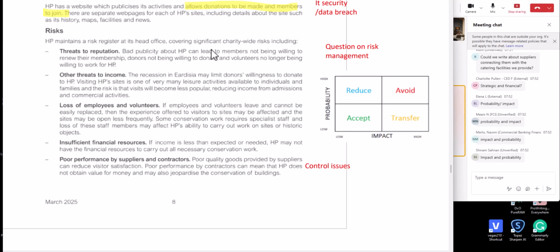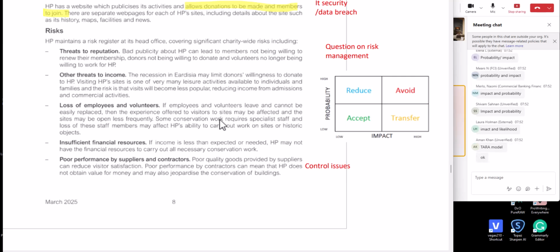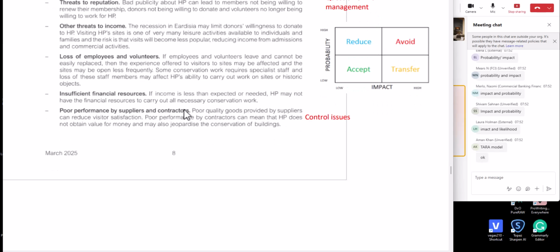So we're definitely going to have to manage risk in the charity. One of the many leisure activities available to individuals, the risk is they'll become less popular, reducing income for admission and commercial. So Tara is not risk assess, Aman, that's wrong. Tara is risk management. So there's two parts to risk. There's risk assess and then risk management, right? Risk management, the action you're going to take to manage those risks.